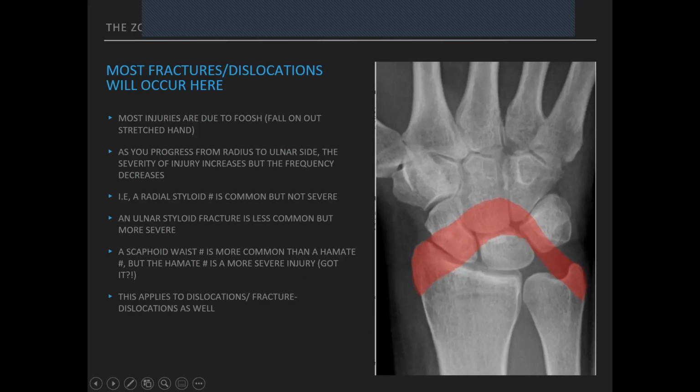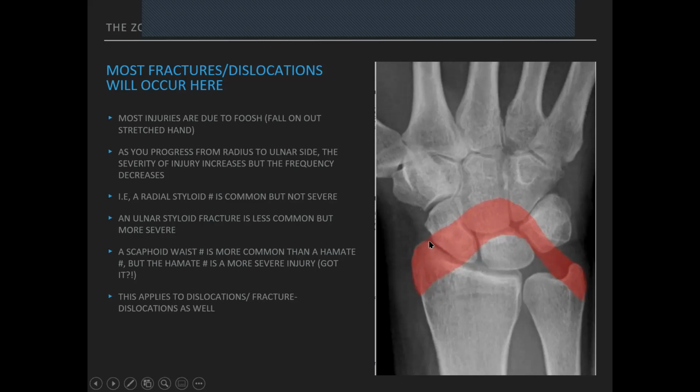All right. So what happens is that once you come on the radial side and then progress to the ulnar side, as you're on this end, these fractures are more common but less severe. So in other words, let's divide it into half. In this half, these fractures are much more common.